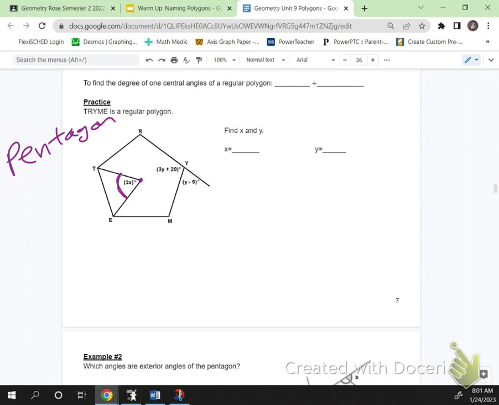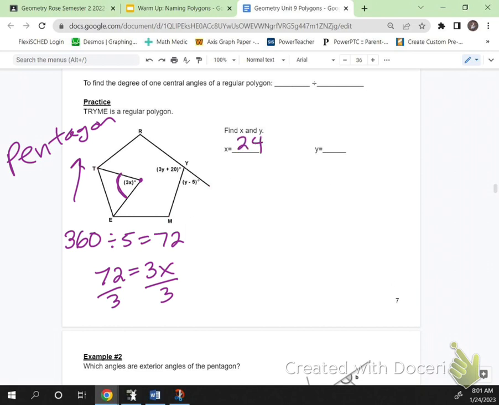Okay. So to set this up, I'm going to do 360 divided by 5, which we did earlier. That's 72. What am I going to do with 72? Equal 3x. And now we're going to divide by 3. Do we see that? 3x is my central angle. I find my central angle, and then I'm going to divide by 3, and I get x is 24. Are we okay with that?